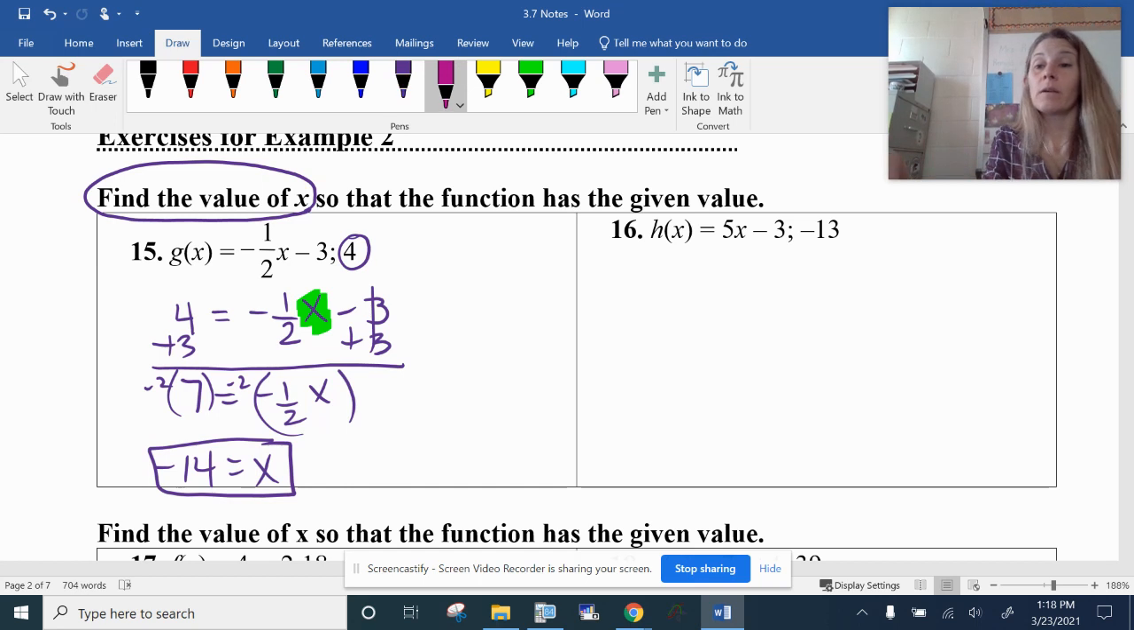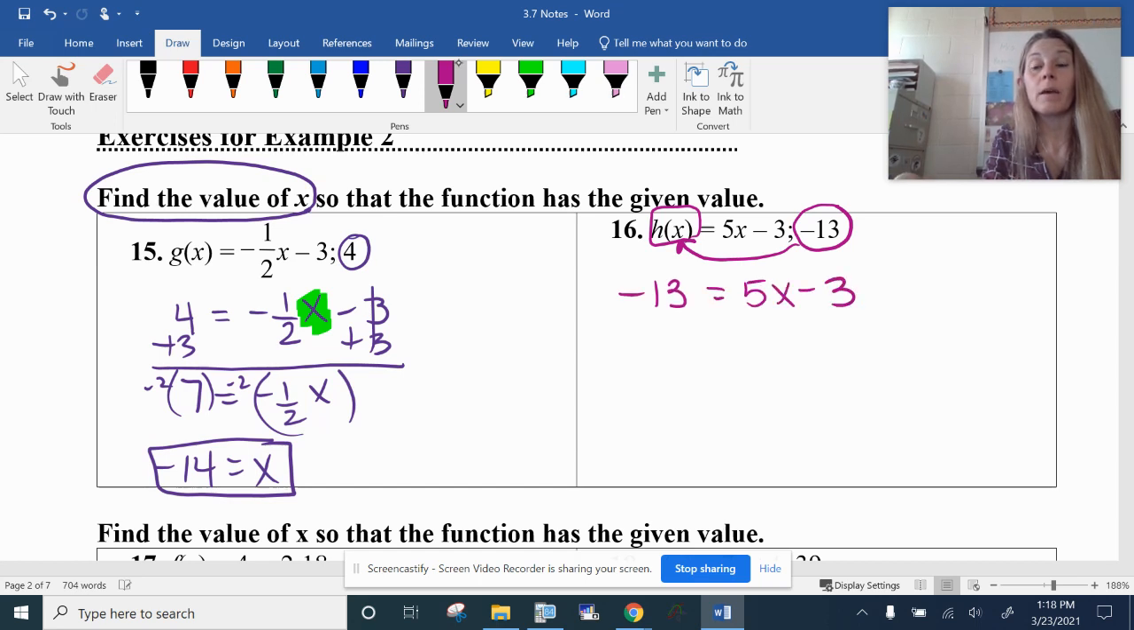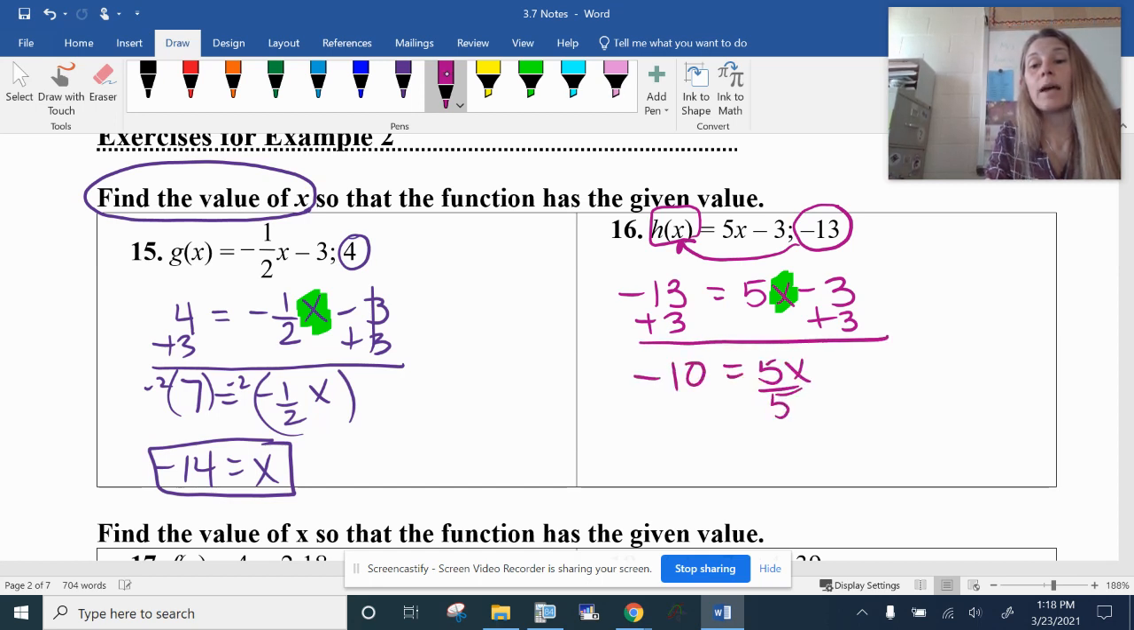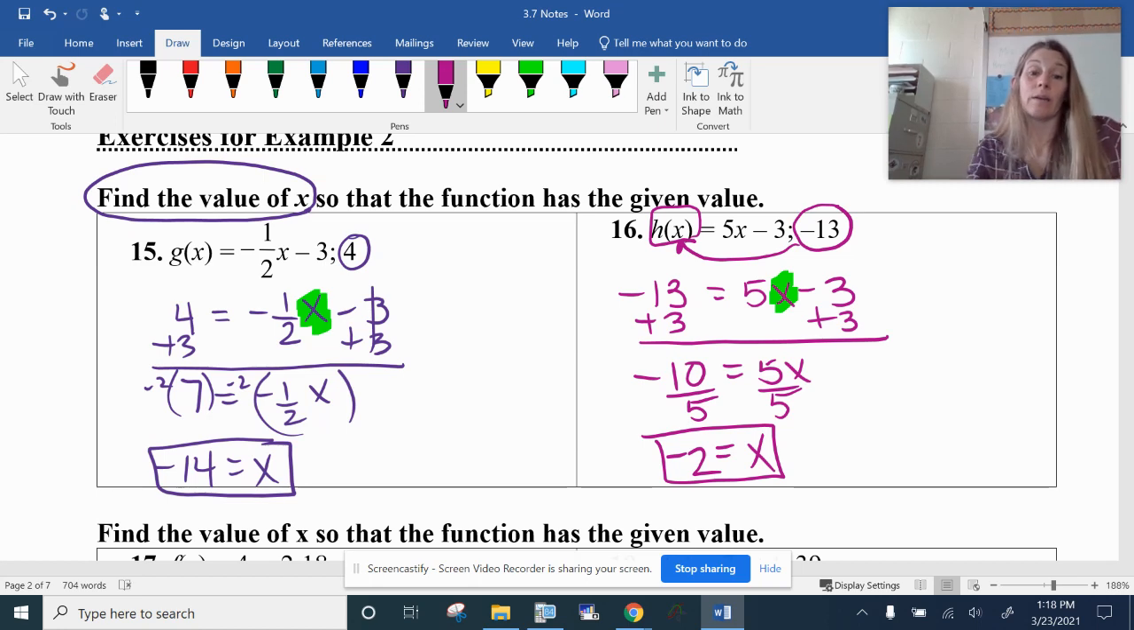So let's try it for this one. Again, we're going to plug that negative 13 in, not in for the x, but in for this entire function, because we want the whole function to equal negative 13. Now I can solve for my x. So I'm going to add the 3, which is going to give me a negative 10. Divide by 5, and x would have to equal negative 2 in order for the function to be equal to negative 13.